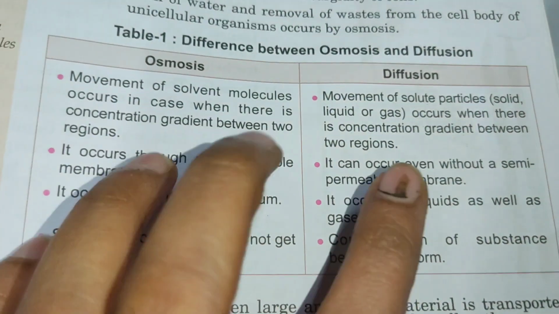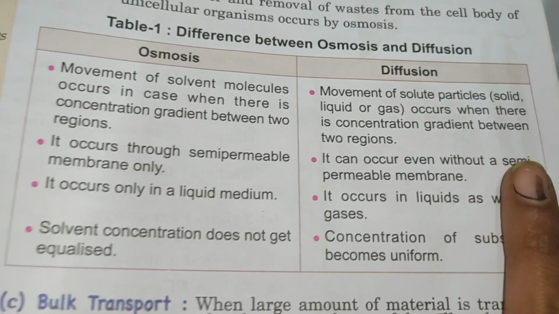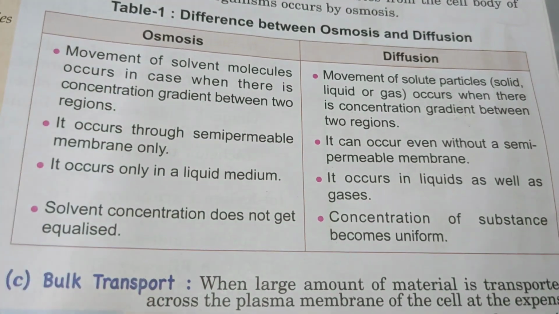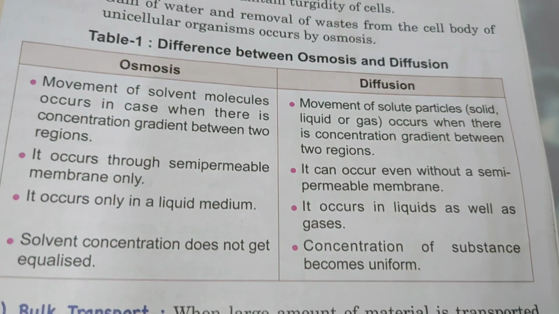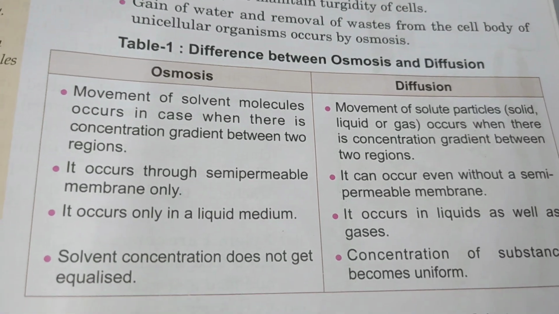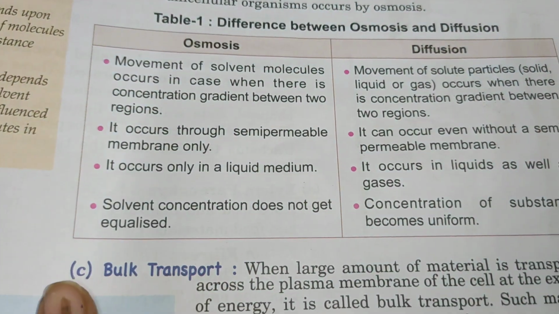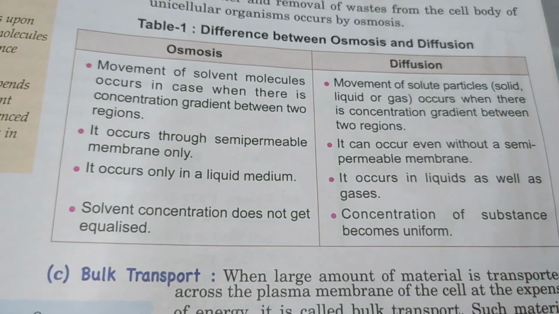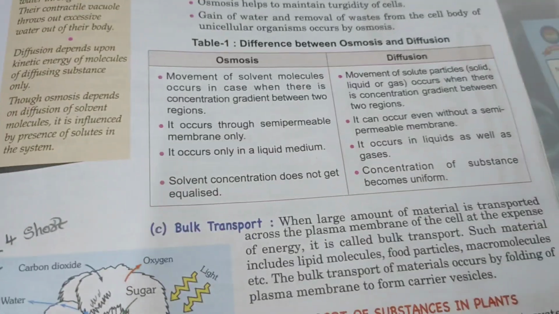So these are the differences. Here solvent molecules will move; here solute particles will move. Here a semi-permeable membrane is a must; here it is not needed. This occurs only in a liquid medium; this occurs both in liquids and gases. Here solvent concentration will not become equal; here the concentration will become equal. Like this it is explained.